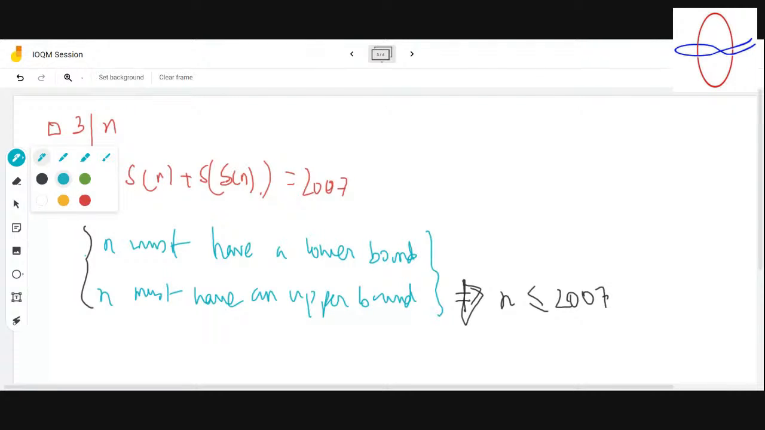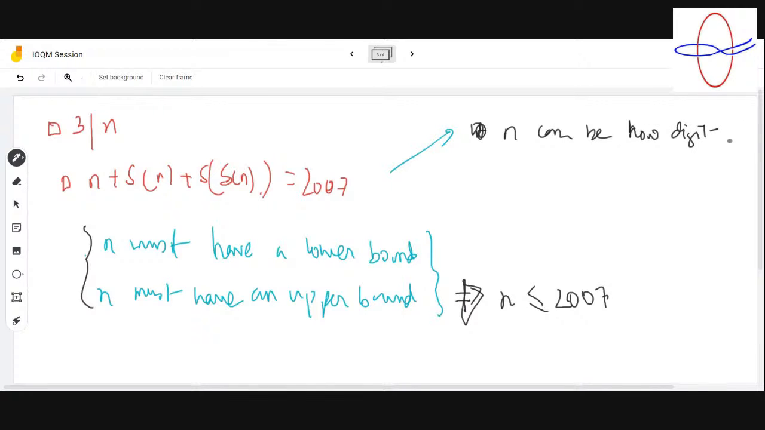So what's a good lower bound? I should add the word intelligent: an intelligent lower bound. So what is the lower bound for n? What do you think? 1000 will work, or 1000 will not work, right? So the idea is this: the question you should ask is, how many digits can n have?